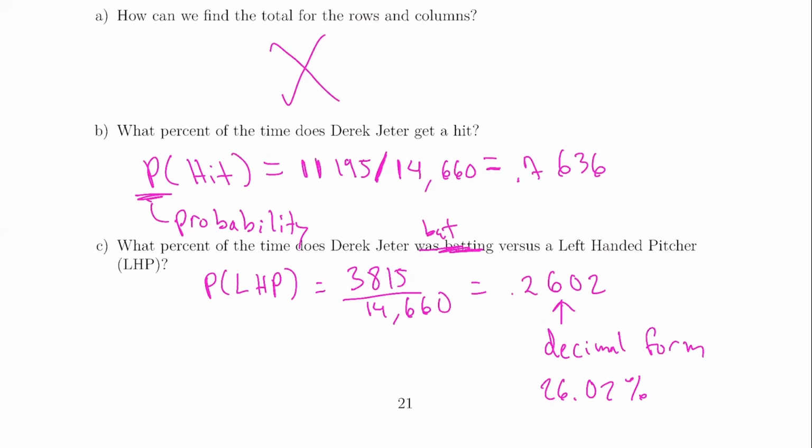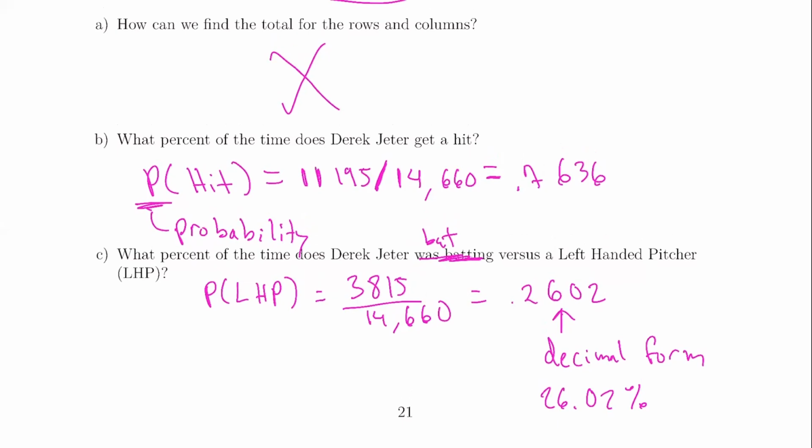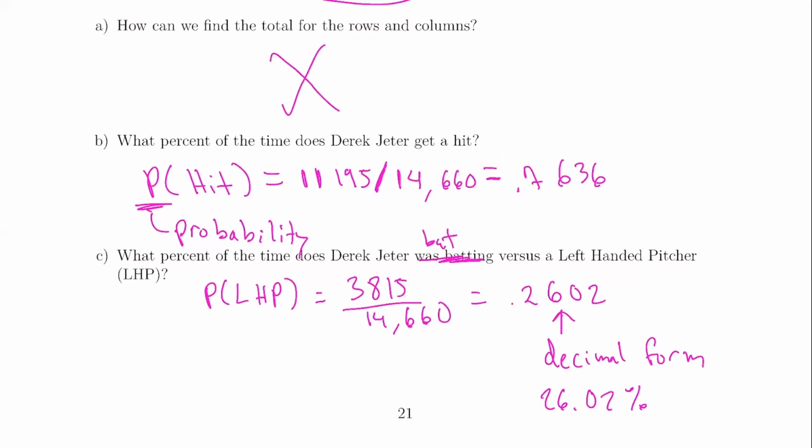Any question in regard to C? Why is it not the total? Well, because if you look at this one, we don't want the total hits. It says what percent of the time did Derek Jeter bat versus a left-handed pitcher. So we just want to see, of all the times he was at play, how many times he was batting versus a left-handed pitcher. It doesn't matter if he got a hit or didn't get a hit. All we care about is how many times he was batting versus a left-handed pitcher.